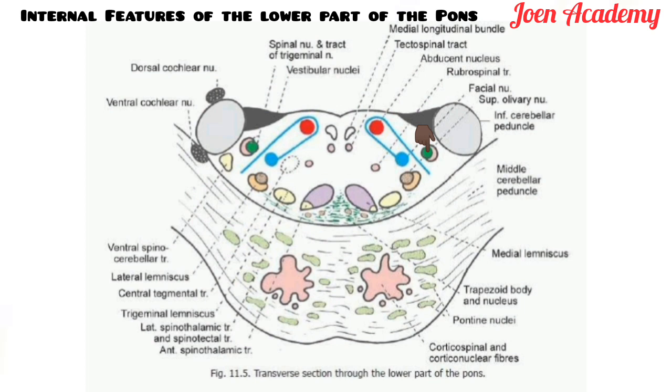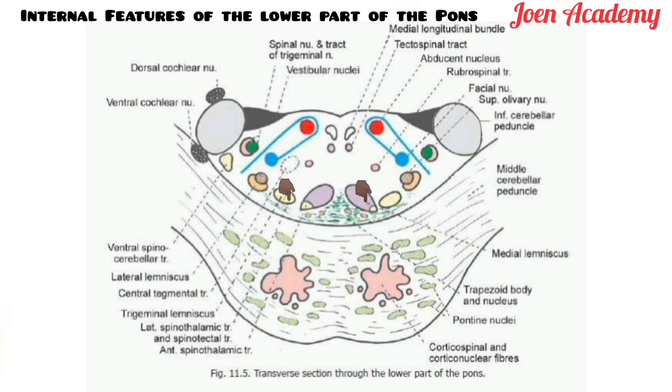Earlier, we said that the trapezoid body is a transverse band of fibers that lies behind the ventral part of the pons. It consists of fibers that arise in the cochlear nuclei of both sides. The medial lemniscus forms a transverse band on either side of the midline. It is just behind the trapezoid body. The lateral spinothalamic tract lies lateral to the medial lemniscus.